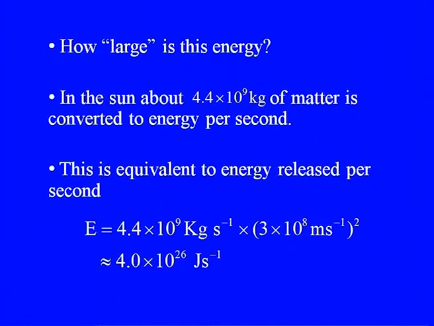Just to give you a feel of the numbers, the amount of energy being converted from matter per second: about 4.4 into 10 to the power 9 kilograms of matter is being converted to energy per second in the sun. So how are you going to find the total energy released per second? That's the total power actually. You multiply this number, 4.4 into 10 to the power 9 kg per second, by 3 into 10 to the power 8 meter per second, squared. Then you would find that the total energy is nothing but 4 into 10 to the power 26 joule per second.